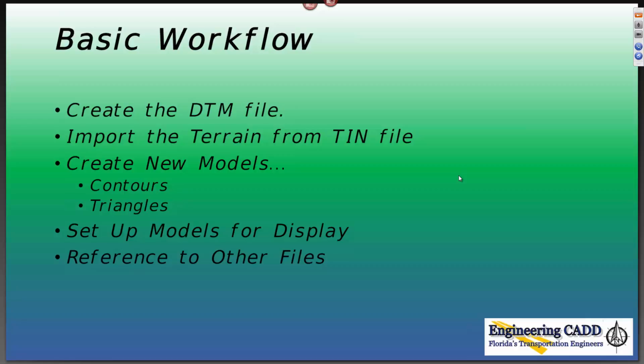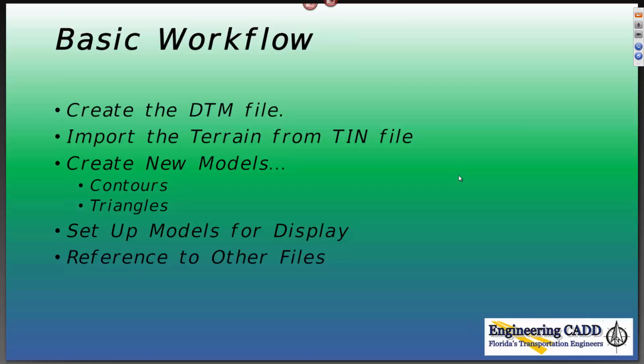So first thing that we need to do is we need to create a DTM file. In that DTM file, in a default model, we're going to import the terrain from our TIN. There's other options as well. Within that DTM file, we're also going to create some new models. These new models are only needed if you need to deliver, say, your contours or the triangles or any other displayed view of your terrain to someone else.